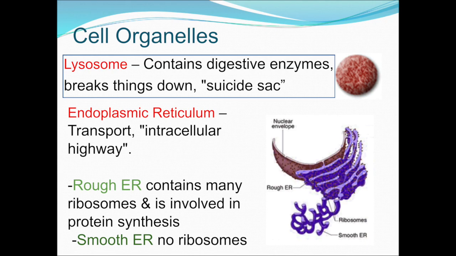So the next important organelle is the endoplasmic reticulum. This endoplasmic reticulum is of two types. One is the rough endoplasmic reticulum, and the other one is the smooth endoplasmic reticulum. The rough endoplasmic reticulum contains the ribosomes, but the smooth endoplasmic reticulum doesn't contain the ribosomes.